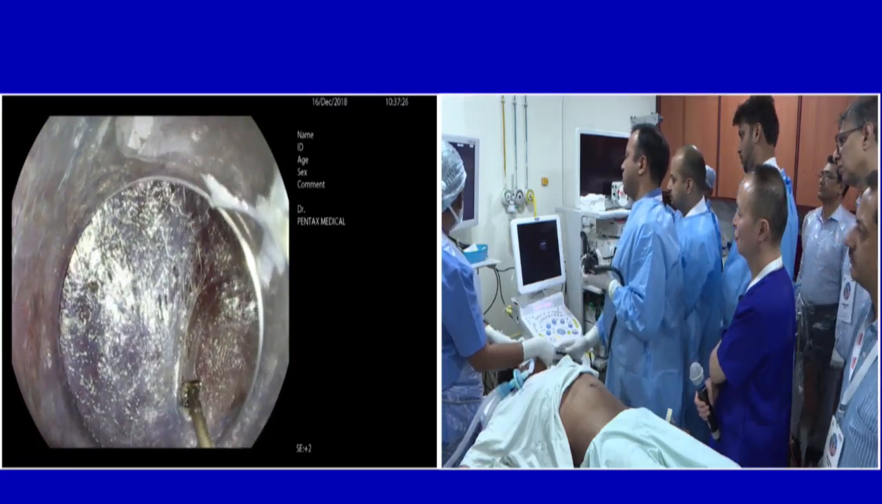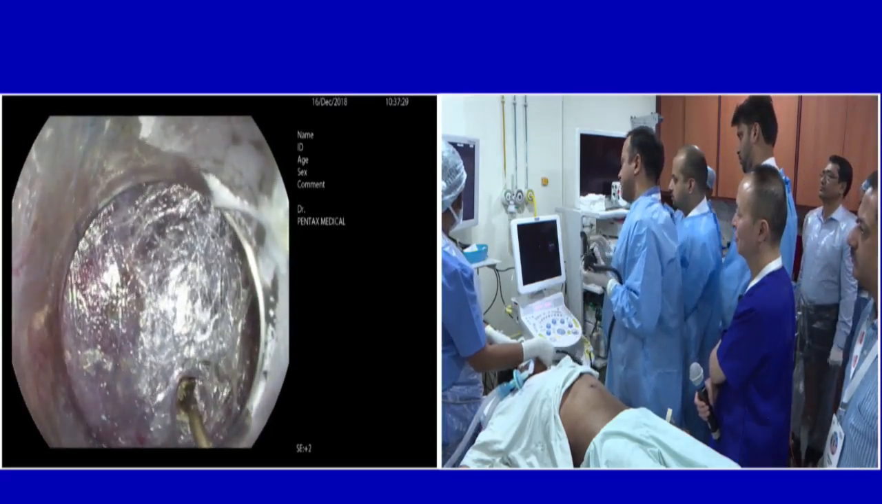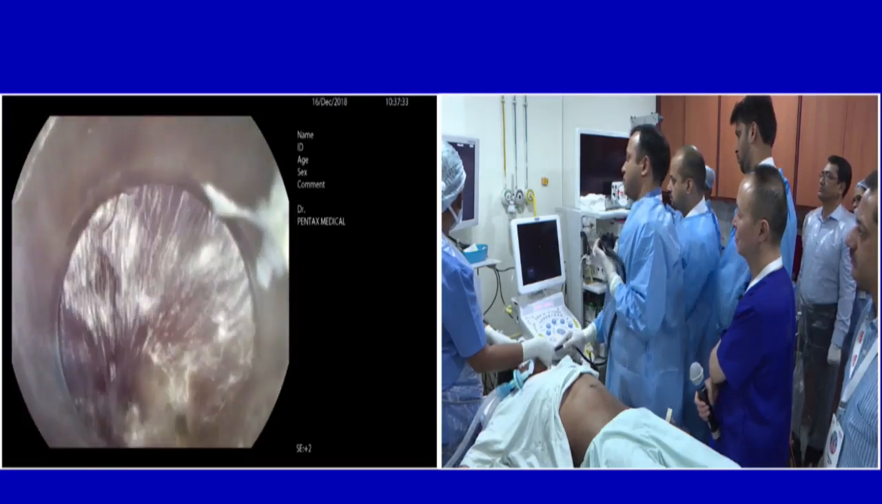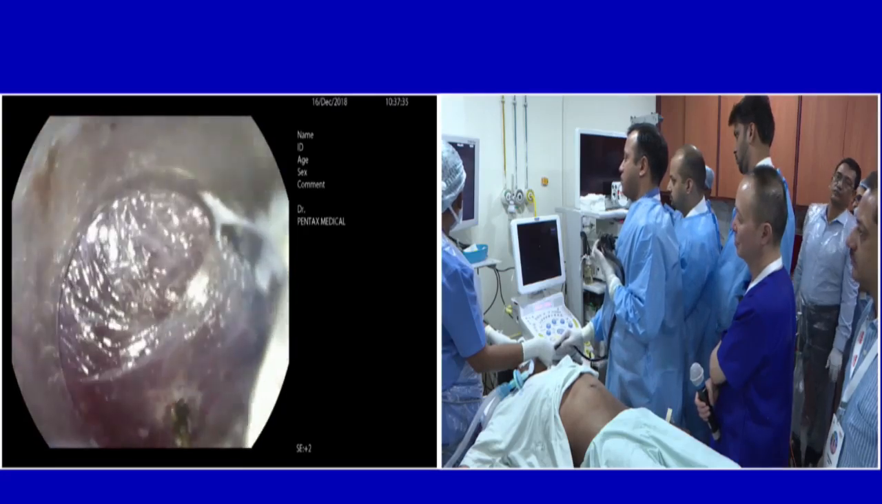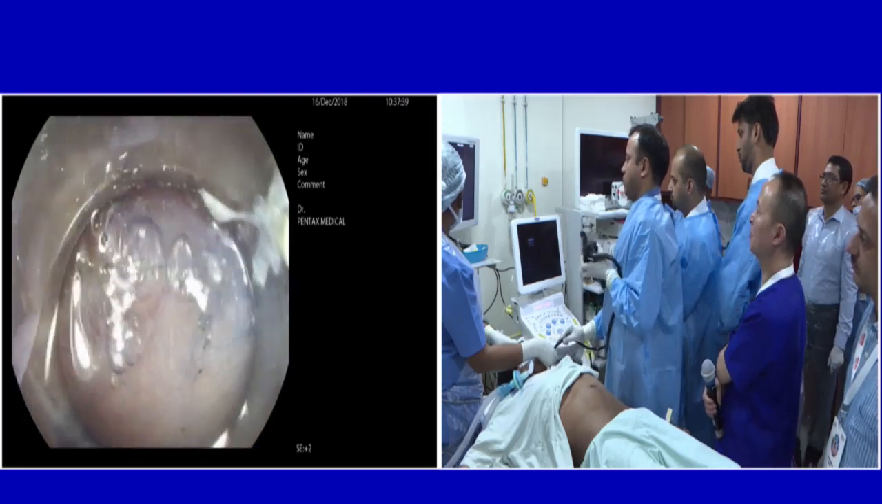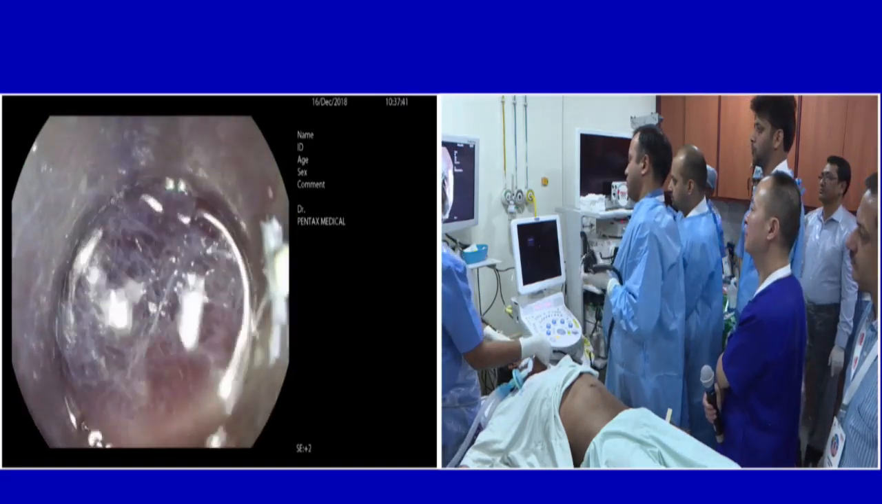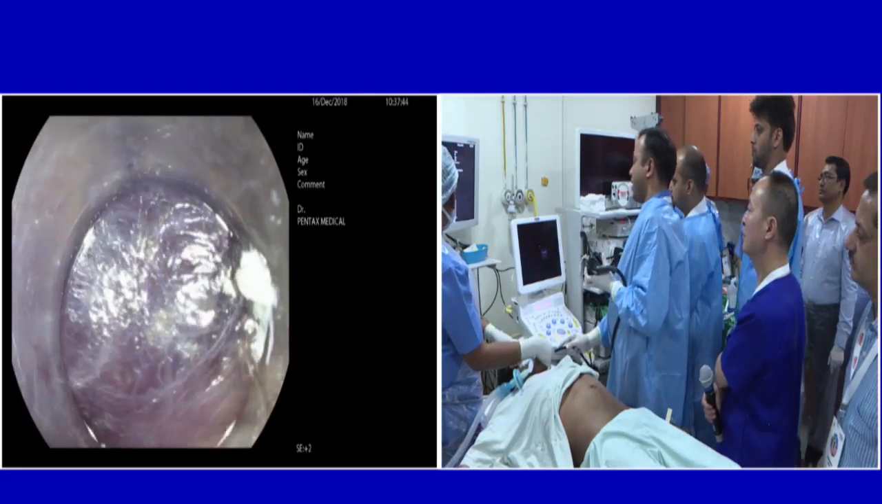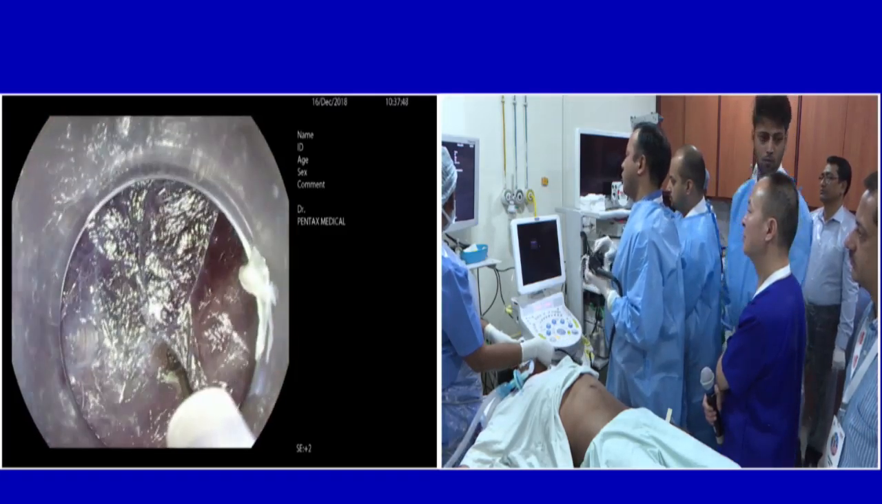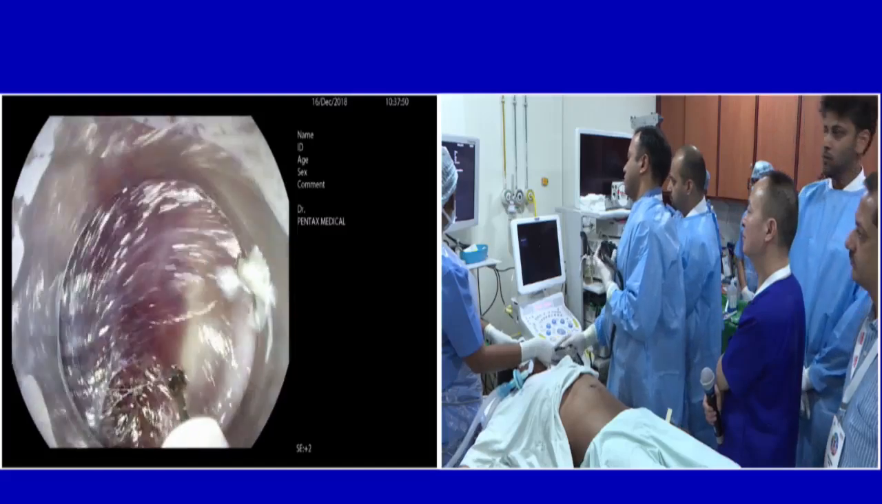Now the dissection should be close to the muscle layer. At the lower side is the muscle layer, and our dissection should always be close to the muscle layer.